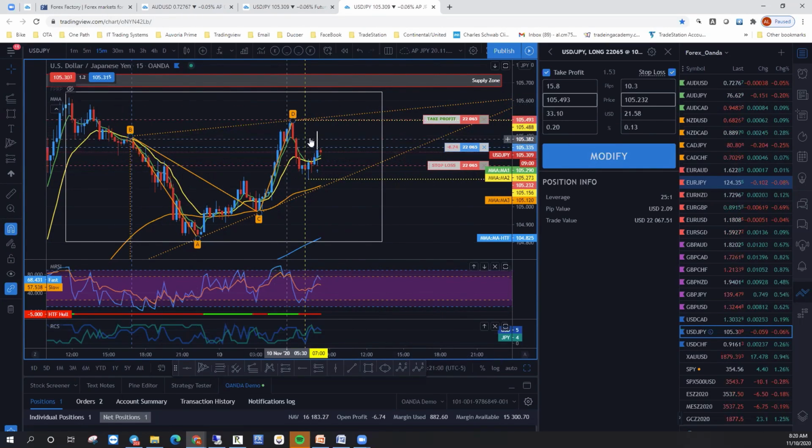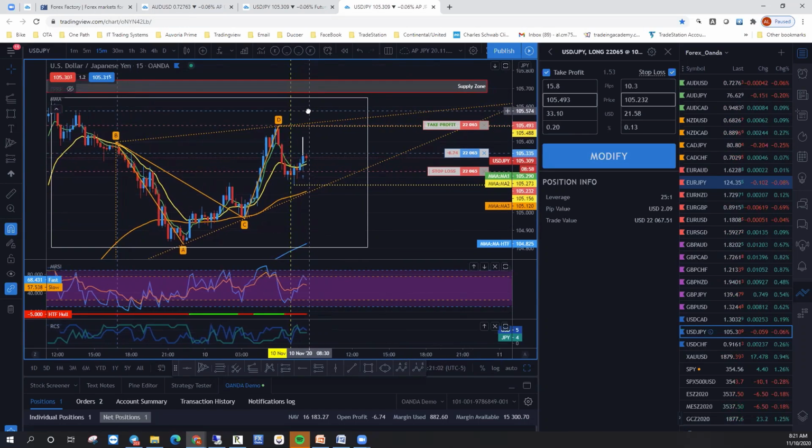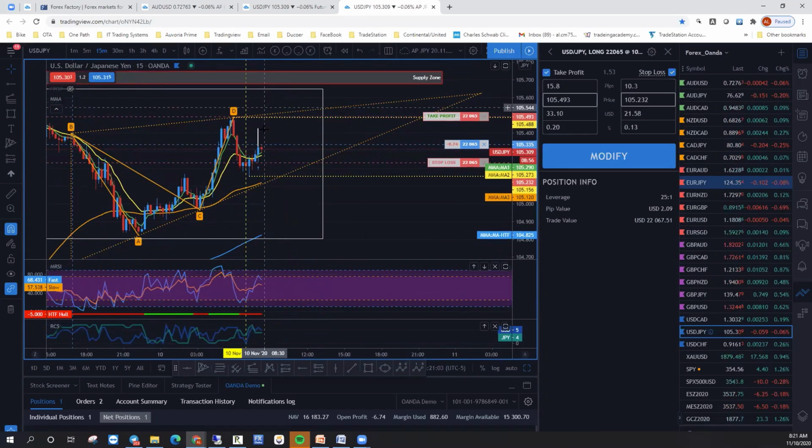Yeah, you see how the 513 didn't cross; it just rejected. Yeah, right here, even there. This on the 15. Yeah, on the 15 it rejected.